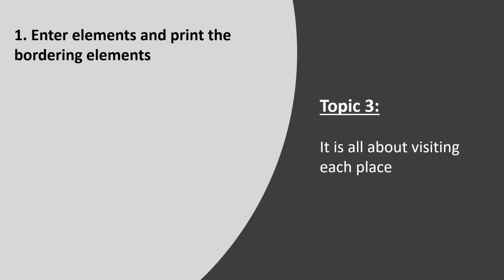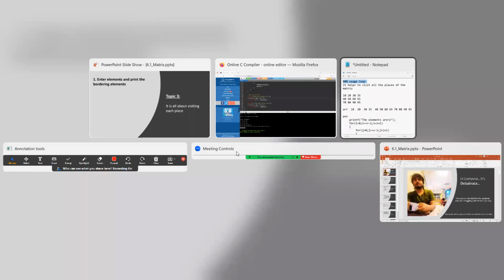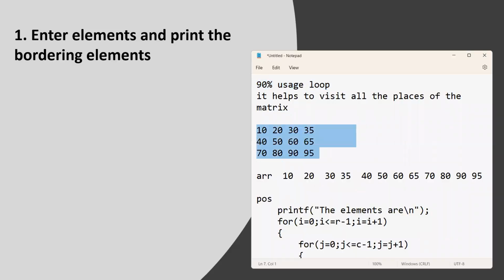So first program now: enter elements and print the bordering elements. For bordering elements, first we need to know the meaning. So in this matrix, the bordering elements are, if I want to draw, okay, let me change the color. So bordering elements means these values. I do not want to print 50 and 60, which are in the middle. I want to print the bordering elements.